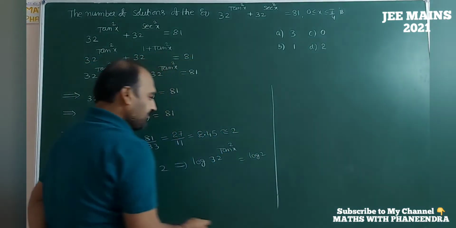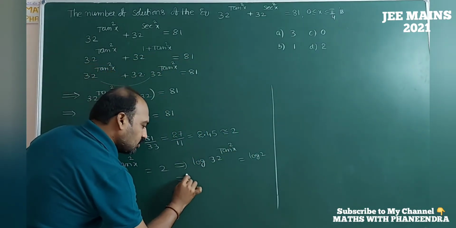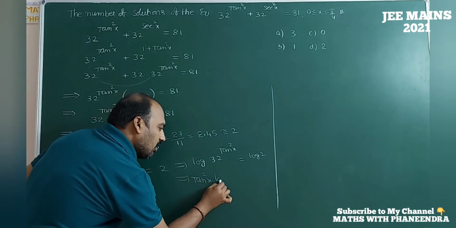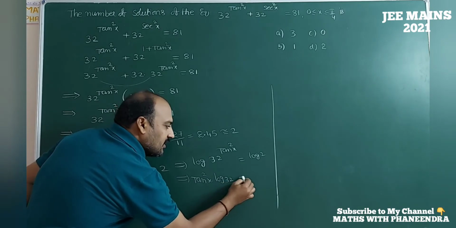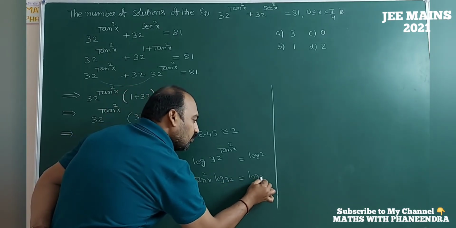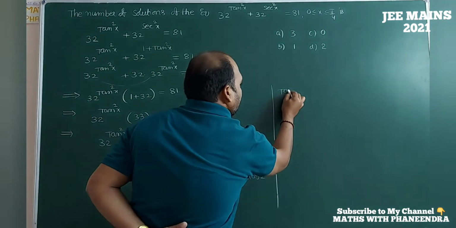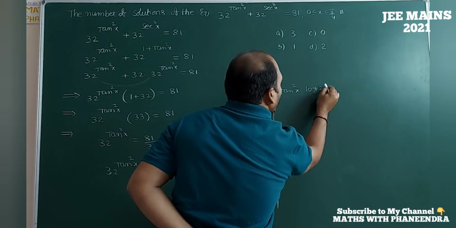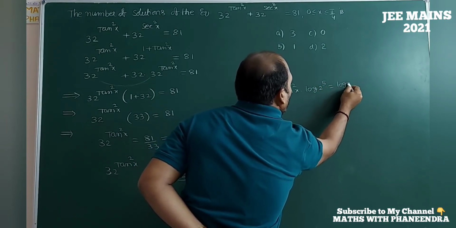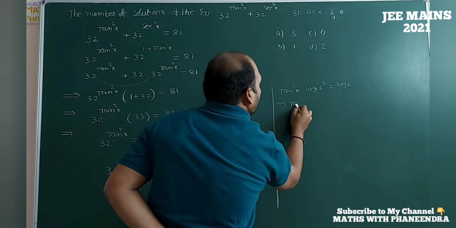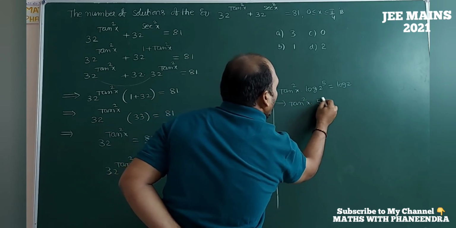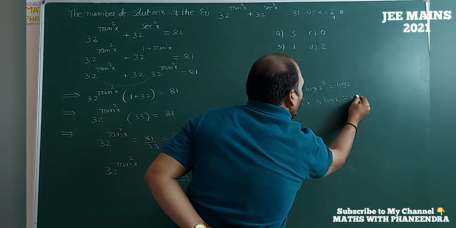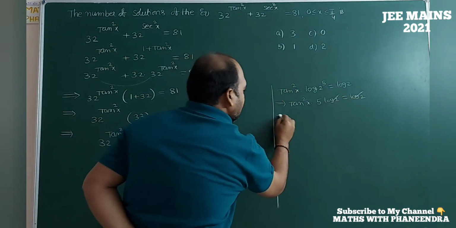So again, log a power m formula. Tan square x into log 32 is equal to log 2. So tan square x into log 32 can be written as log 2 power 5 is equal to log 2. So that also can be written as tan square x into 5 log 2. Log a power m formula, m log a is equal to log 2. Both sides log 2 get cancelled.